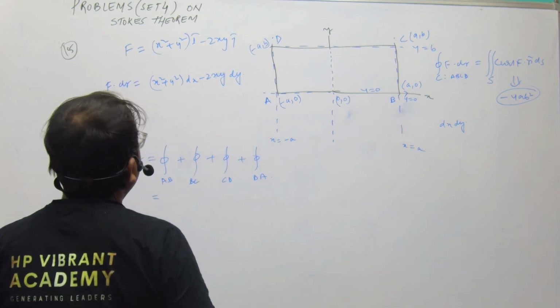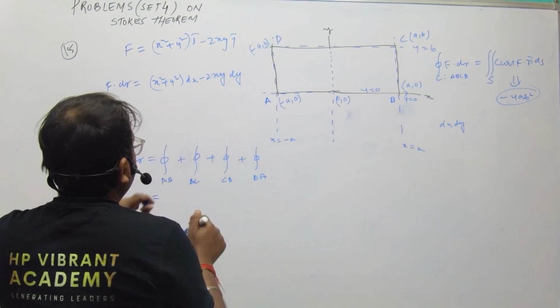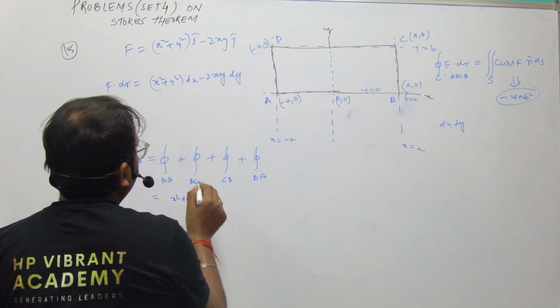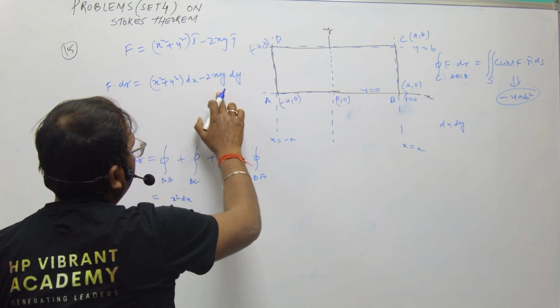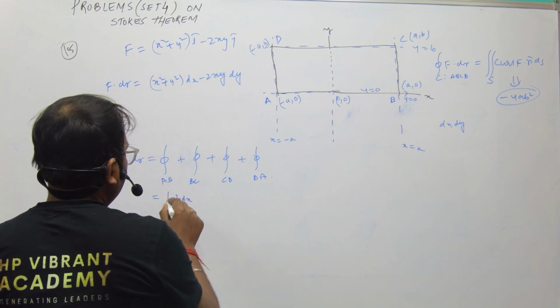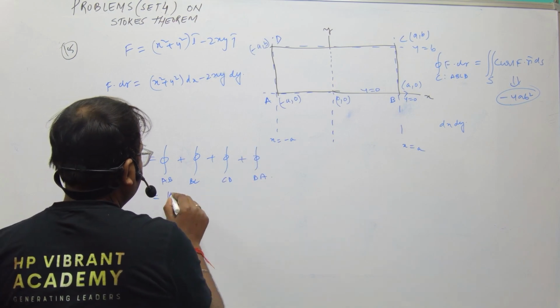Okay, so y is equal to 0. Let us place y is equal to 0 here. So this is x square dx. Y is equal to 0, so 2xy dy is also 0. And the limit is from minus a to plus a.